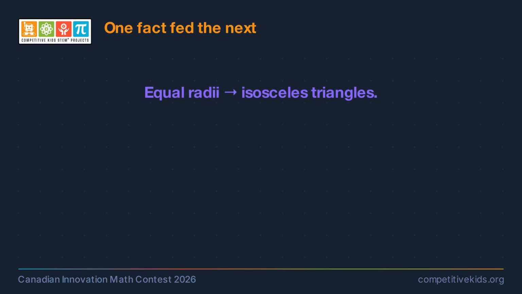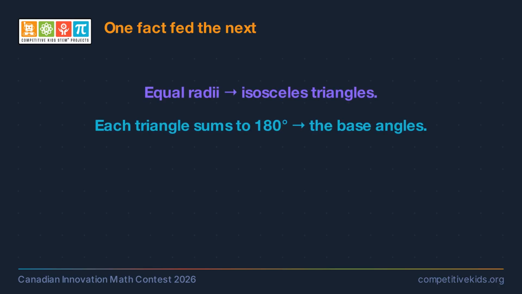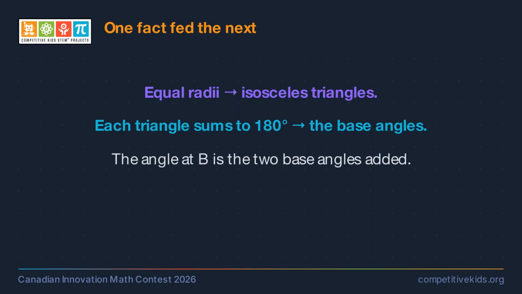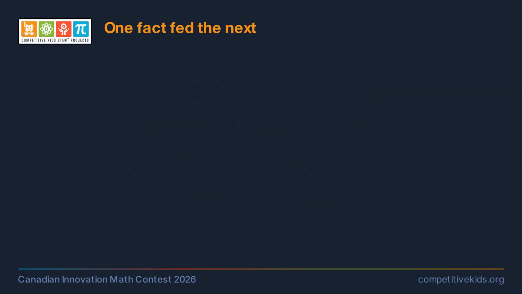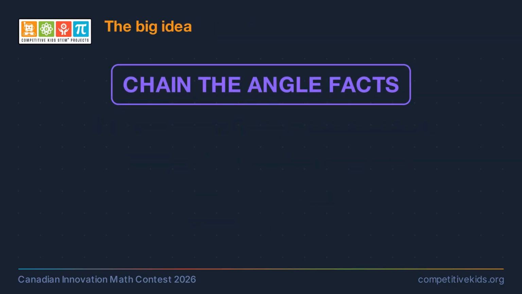See how one fact fed the next? Equal radii gave us isosceles triangles. Each triangle summed to 180. That gave the base angles. And the angle at B was just the two base angles added. No single step did it alone. The chain did. This is the chain the angle facts rule.